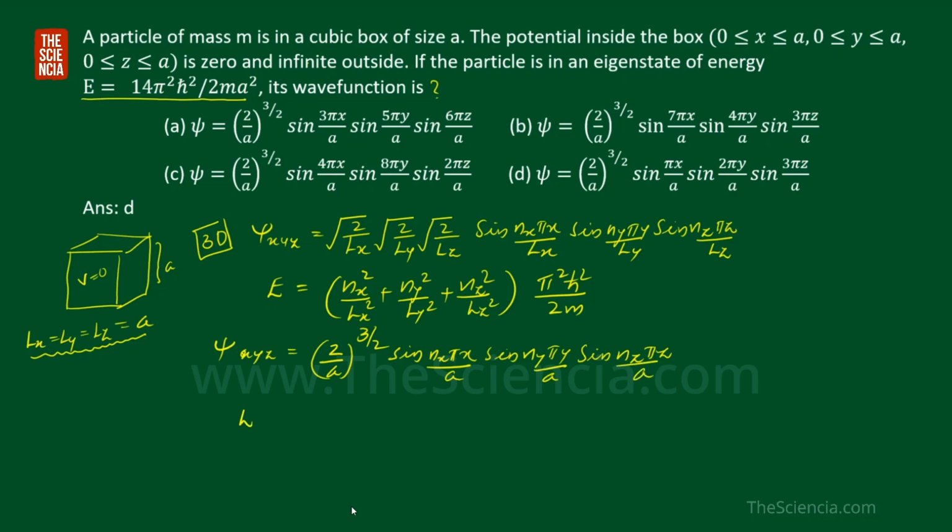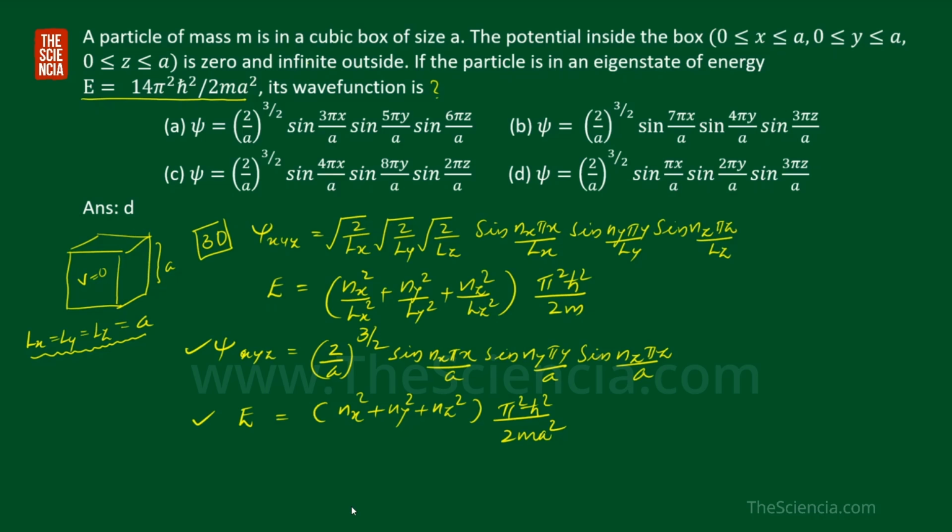And the energy expression becomes E equal to, here also Lx equal to A, Ly equal to A and Lz equal to A. So I am taking these terms as a common term. So I will get nx square plus ny square plus nz square into pi square h square by 2 m a square. So this is the wave function and its corresponding energy for the given problem.